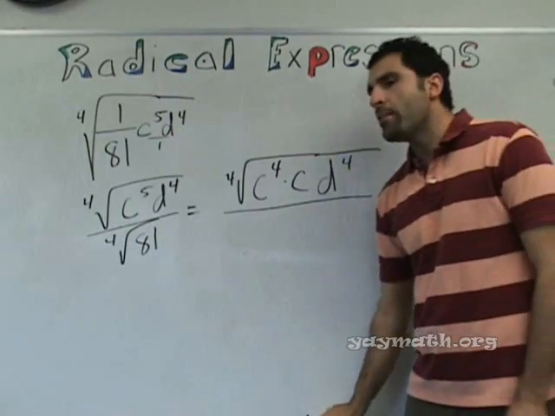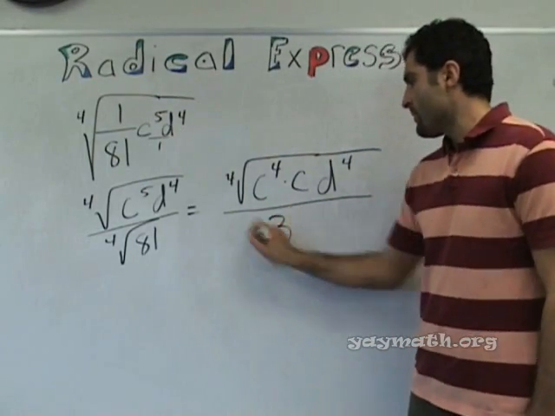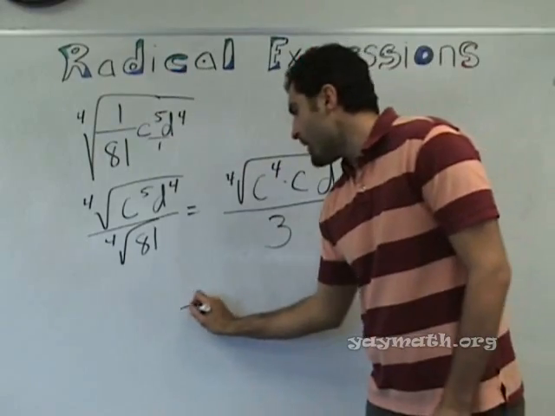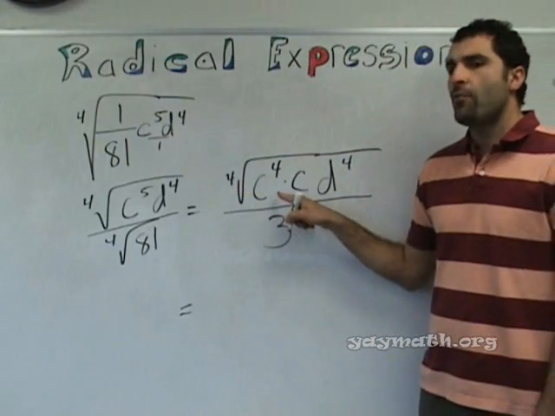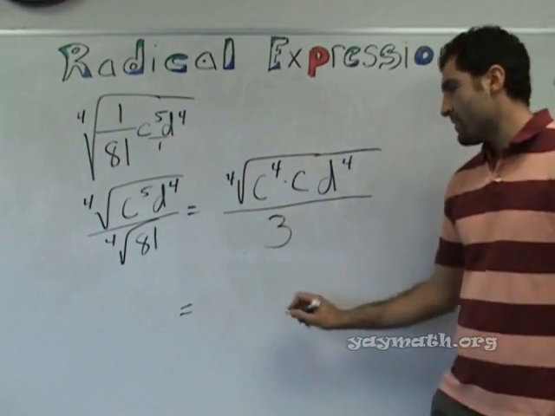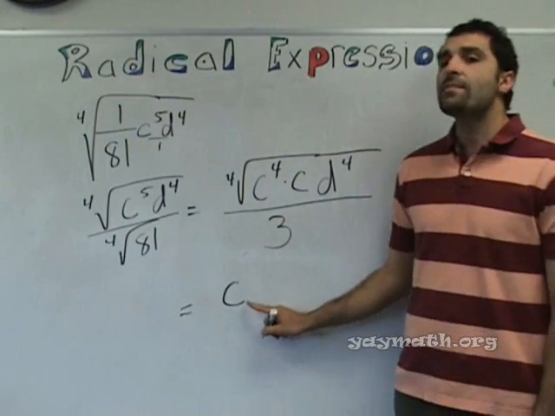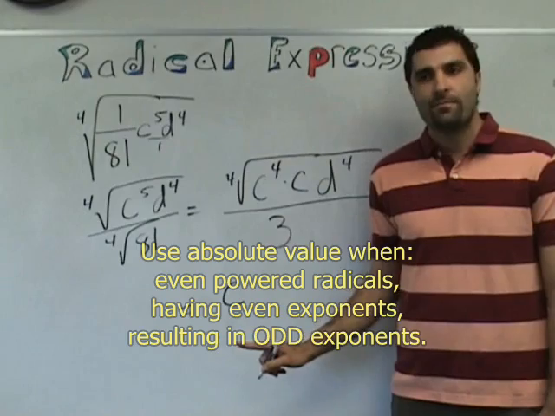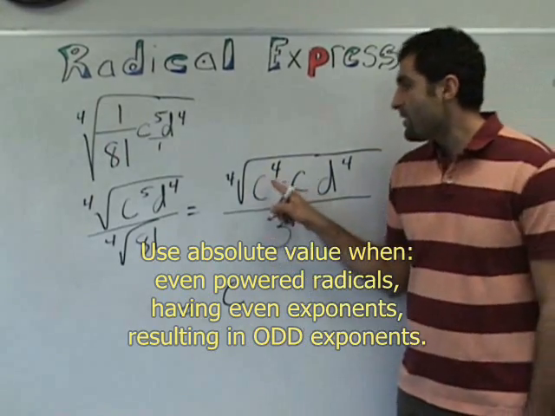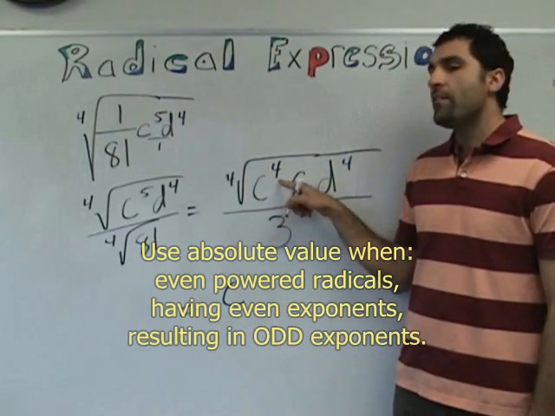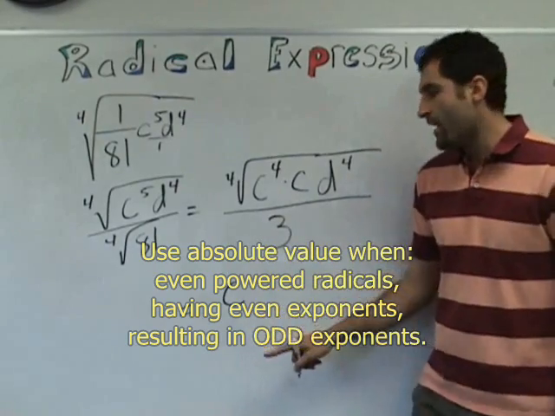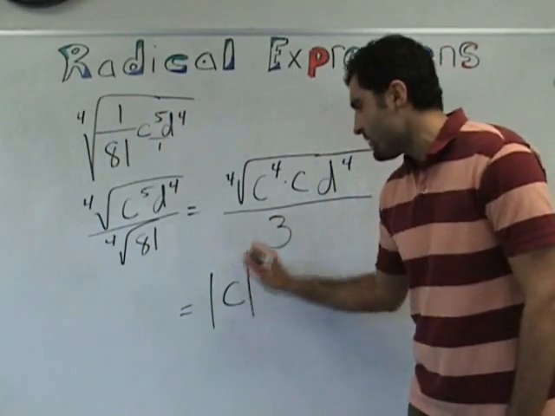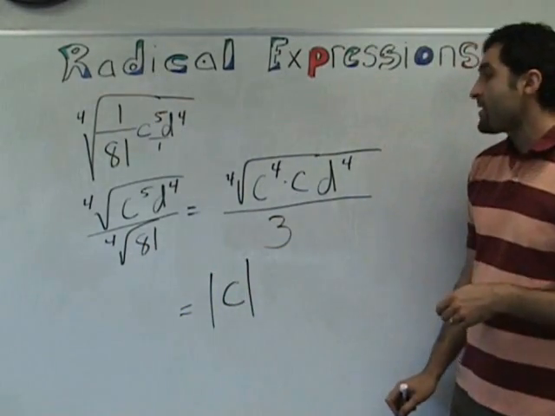What's the 4th root of 81? 3. Okay, we're almost done. Now, 4th root of C to the 4th is C. Should this be an absolute value? Yes. It should be, because it's an even radical with an even exponent resulting in an odd exponent. Same with the D, right? Same with the D.